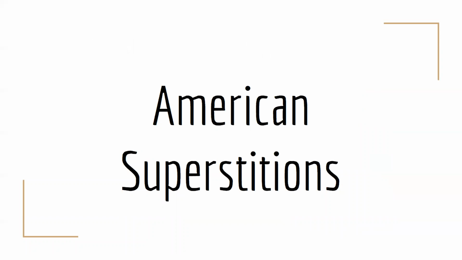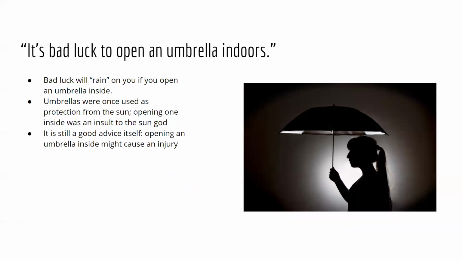Now we're going to see the American superstitions. It's bad luck to open an umbrella indoors. So this superstition says that bad luck will rain on you if you open an umbrella inside. And one of the origins that is known of this superstition is that umbrellas were once used as protection from the sun, and opening one was an insult to the sun god. But of course, this superstition is still good advice itself. Opening an umbrella inside might cause an injury.